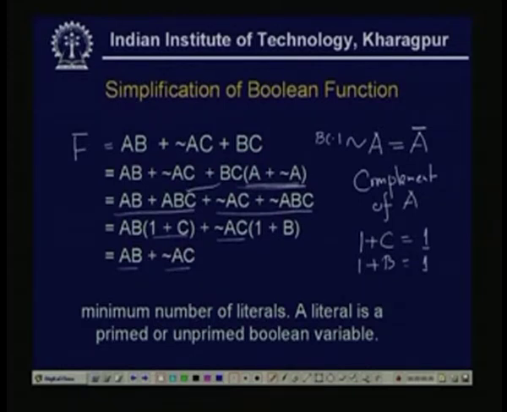A literal we can define as a primed or unprimed Boolean variable, means either it is a complemented variable a, or it is a normal uncomplemented variable. So, this is a literal, and this is the minimum number of literals.